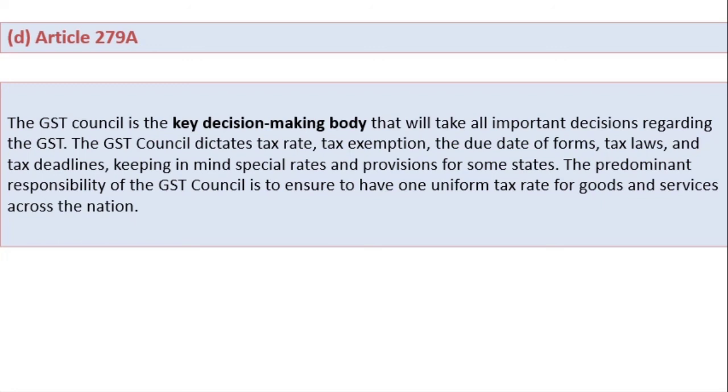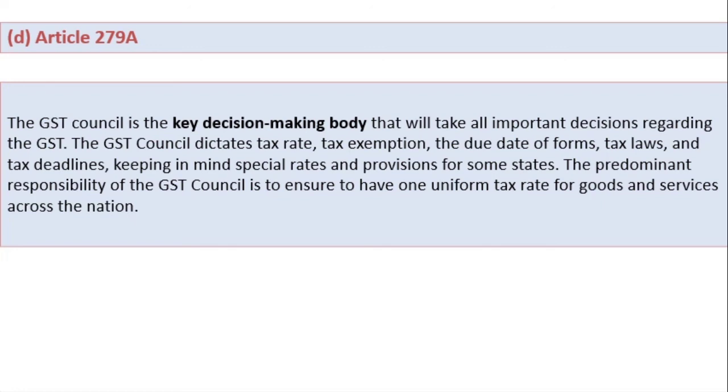The GST Council dictates tax rate, tax exemption, the due dates of forms, tax laws and tax deadlines, keeping in mind the special rates and provision for some state. So there are some special rates for some special states, like you know there are some special category states, so special rates are given, tax exemptions are given. So these all functions are performed by GST Council.